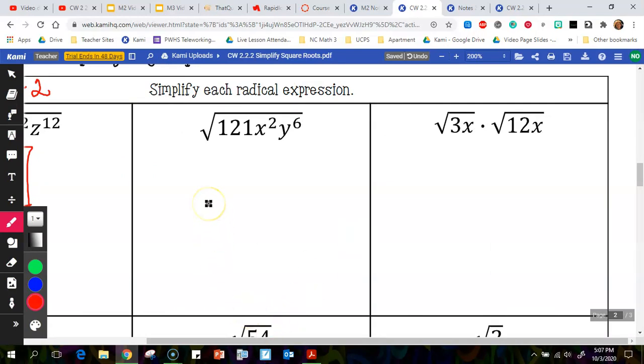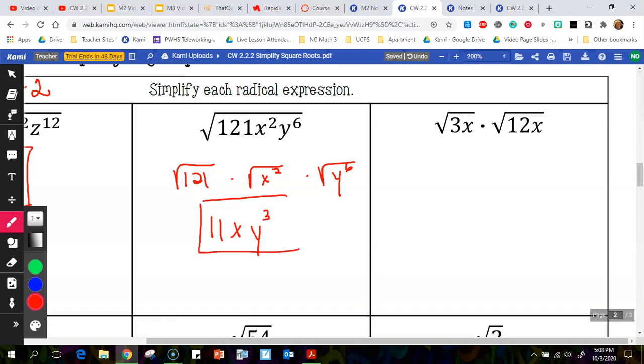we're going to work with the number and the variables, the square root of 121x squared y to the 6th. And on these, we're not worried about the positive or negative necessarily. I just want to see that you can actually simplify these. So don't worry about saying it's plus or minus 11. I don't care about that on this part. So we can rewrite this as the square root of 121 times the square root of x squared times the square root of y to the 6th. Square root of 121 is 11. Square root of x squared, divide that by 2, is x. Square root of y to the 6th is y to the 3rd. That's the answer.